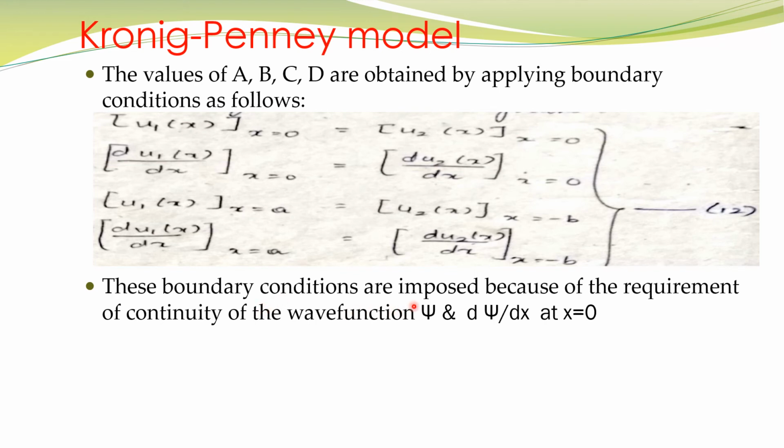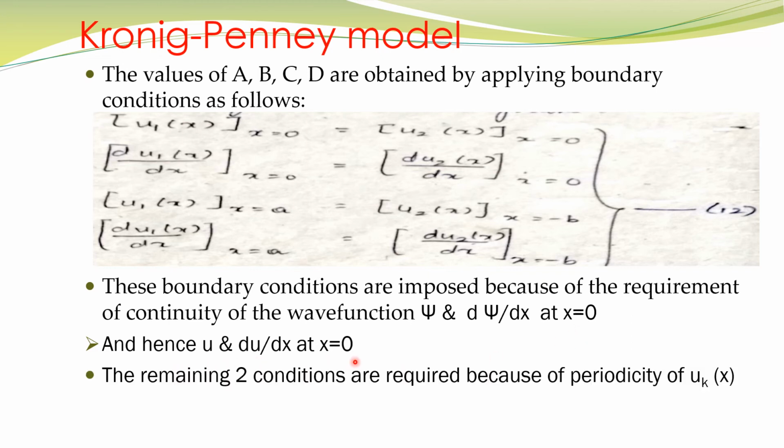These boundary conditions are imposed because of the requirement of continuity of the wave function psi and d psi by dx at x is equal to 0, and hence u and du by dx at x is equal to 0. The remaining two conditions are required because of periodicity of uk of x. That is, u and du by dx are equal at a and minus b.